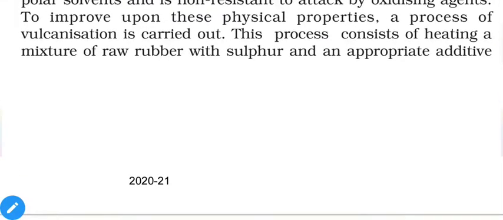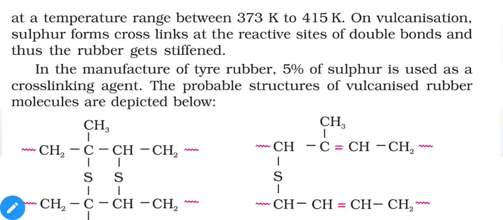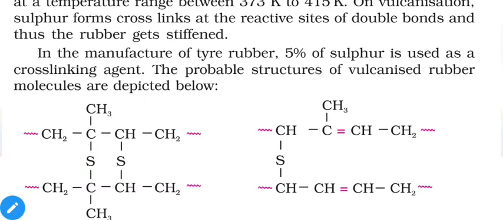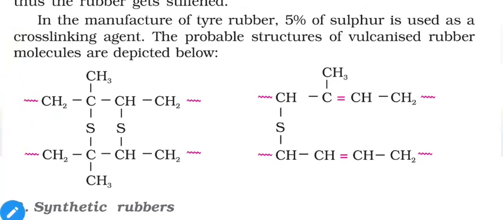So let us observe the reaction of vulcanizing. At a higher temperature between 373 to 415 K, sulfur is added to rubber, and it increases cross linking between two different chains or two different adjacent locations in the same rubber chain. Normally it occurs at the site of the double bond, but it is not always necessary. So we can see the different types of possible structures of linking with sulfur.